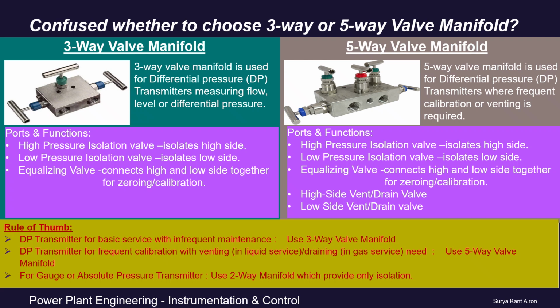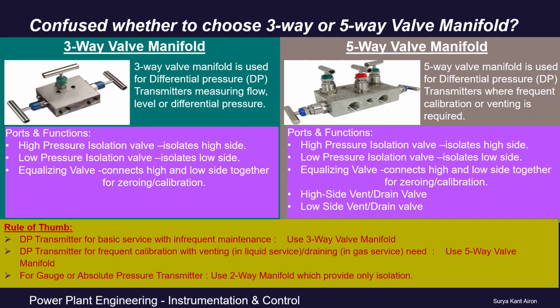So the use is clear: in addition to isolation and equalization, you can release trapped air in case of liquid services, or drain liquid in case of gas services. It allows zeroing and calibration without removing the transmitter, and it makes it easier to troubleshoot or check for plugging.